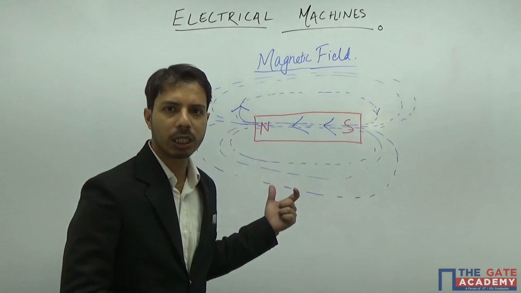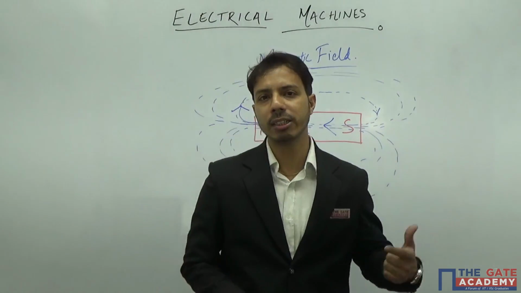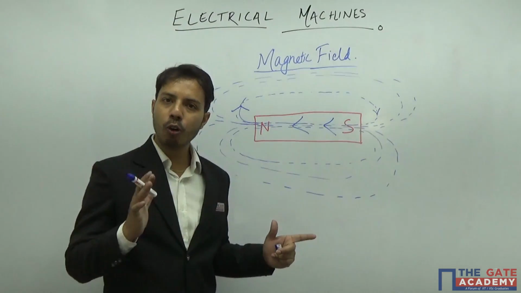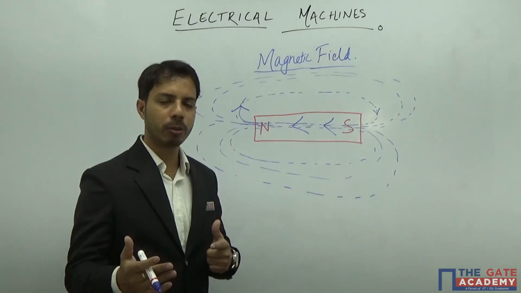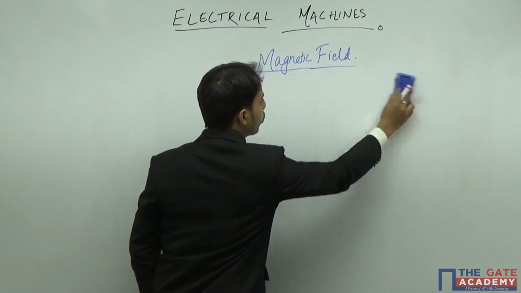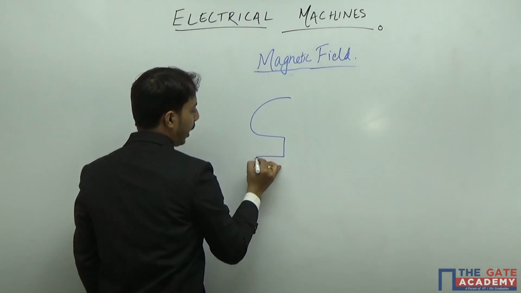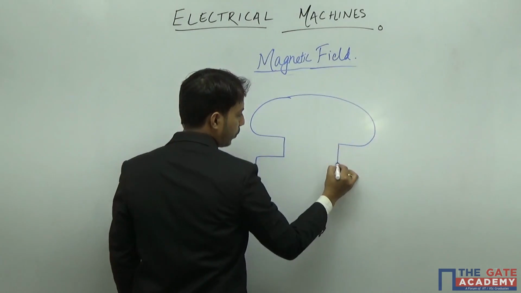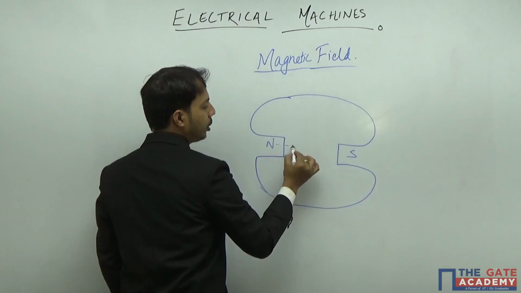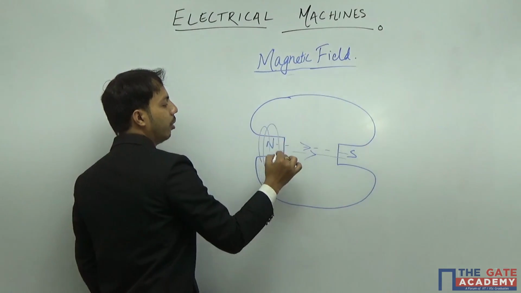This rule, or we may say this convention, we'll always follow: magnetic lines will flow from north to south outside the bar. If we have an electromagnet, you may take the example of a DC machine. Most of the time I find students confused about how the lines flow in a DC machine. Suppose I have a DC machine in this way, and I say this is north pole and south pole, and lines flow from this north pole to south pole in this direction.